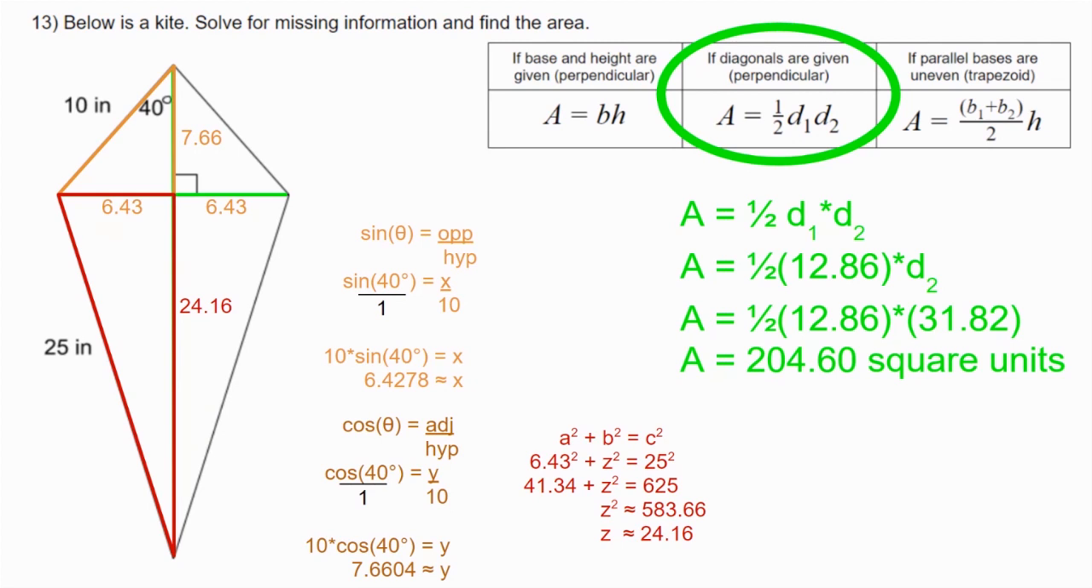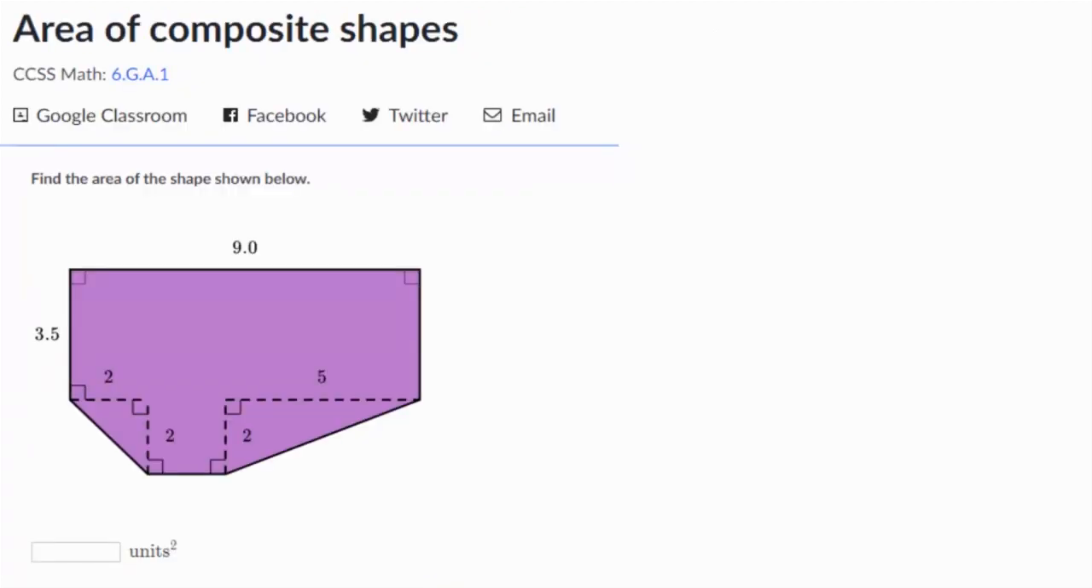I could have broken this one up into a bunch of triangles, found the areas, and added them together. On Khan Academy, I can break this shape up into a rectangle, a triangle, another rectangle, and another triangle. But first I need to label everything. Since I know the left side is 3.5, the right side will also be 3.5. Since the horizontal is 9, if I take away 2 and take away 5, I know that the missing horizontal is 2 because all of those numbers have to add up to be 9.